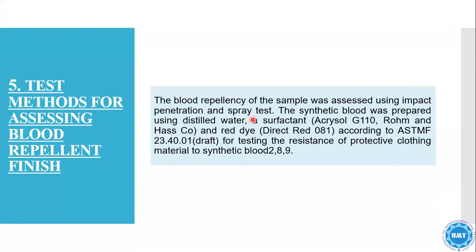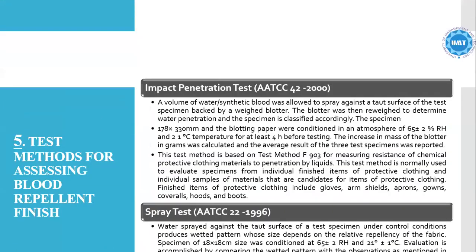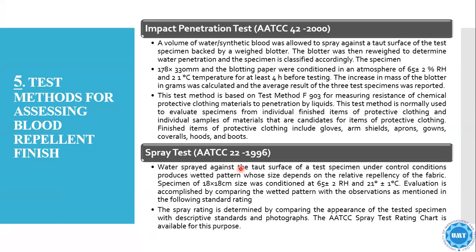Test method for assessing blood repellency. Blood repellency of the sample was assessed using the impact penetration and spray test. The synthetic blood was prepared using distilled water and a surfactant, according to the ASTM F standard for testing the resistance of clothing material to synthetic blood. Test method for assessing blood repellent finishes: impact penetration test and spray test. These two are the tests to be used. Spray test: the water spray test wets the surface of the test specimen under controlled conditions, and the spray rating is determined by comparing the appearance of the test specimen with the descriptive standard and photographs.